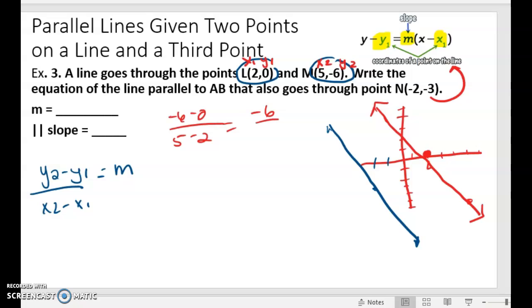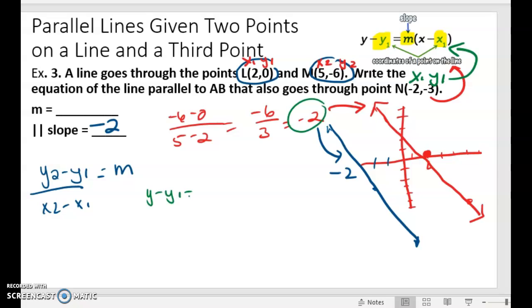That gives me -6 over 3, which is -2. So the slope of the red line is -2. And because parallel lines have the same slope, that also means the slope of the blue line, my new line, is also -2. All right, so I have the slope that I need, and I also have the point x1, y1 that is going to go into my formula. So I can just go ahead and start plugging in.